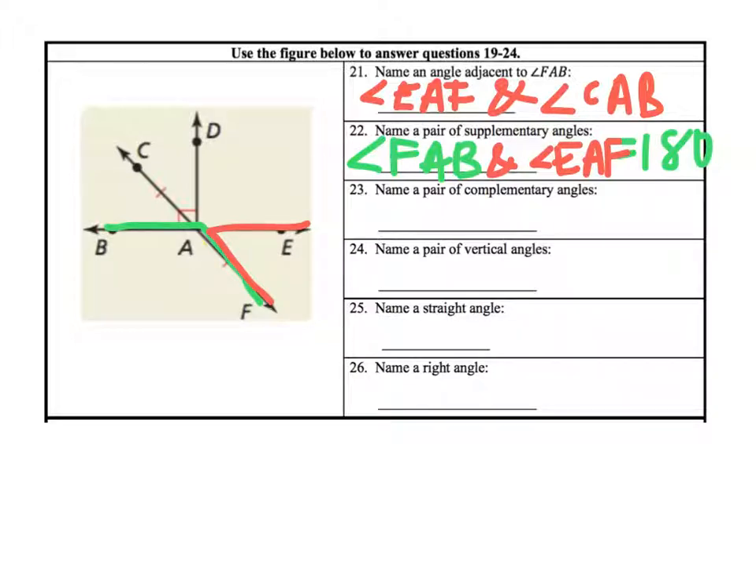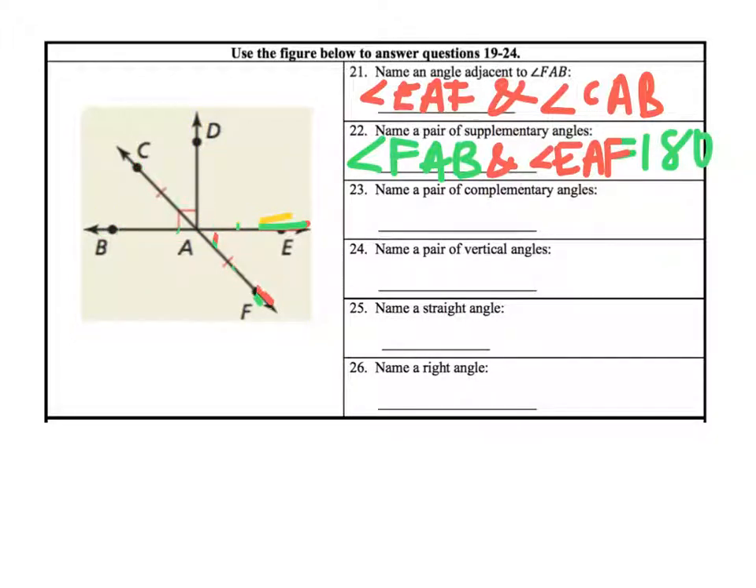Now there's going to be other ones out there. You could do BAD and DAE, those would work. You could do BAC and CAE, those work. You're going to have lots of options for this one. As long as when you put them together they form a straight line, you are good to go.